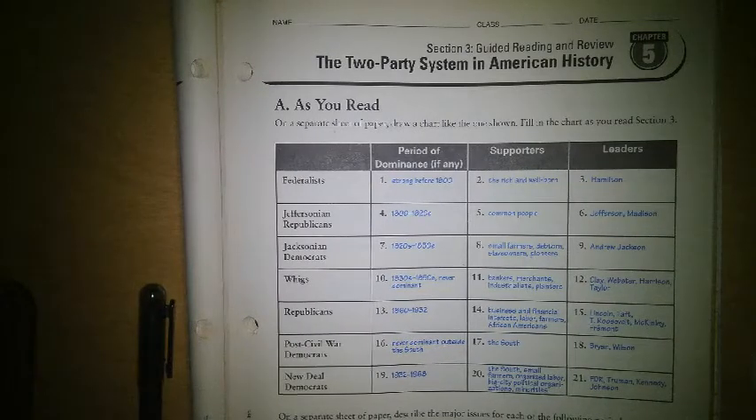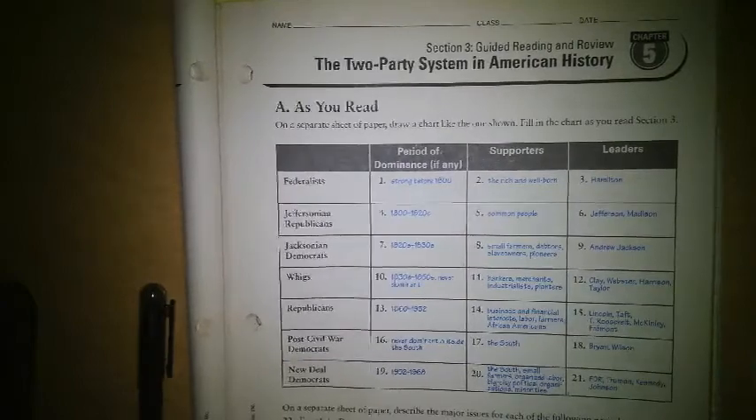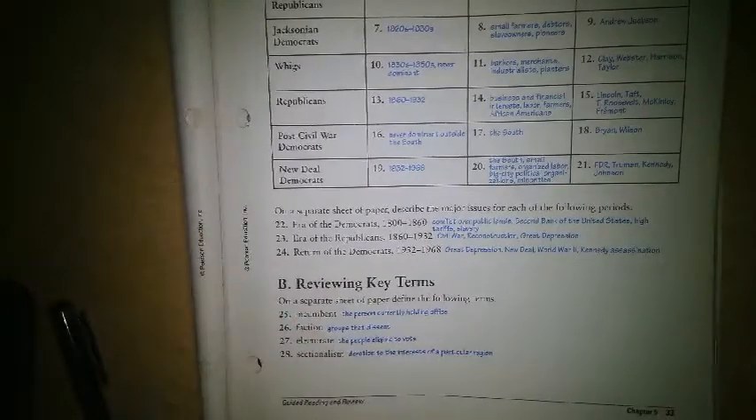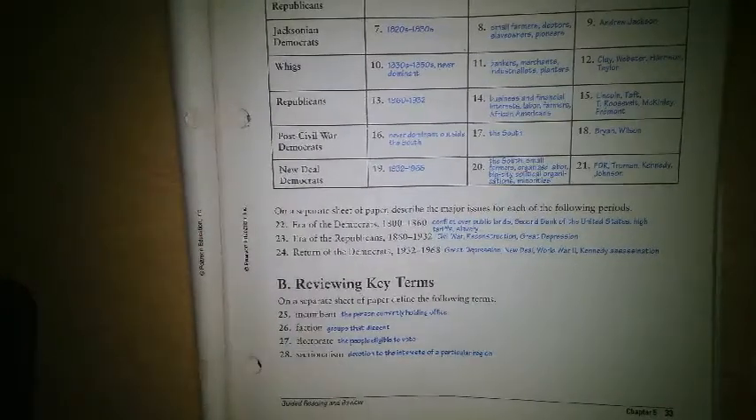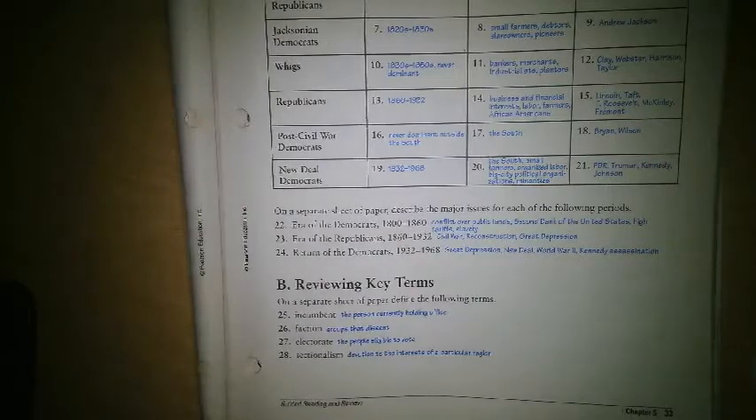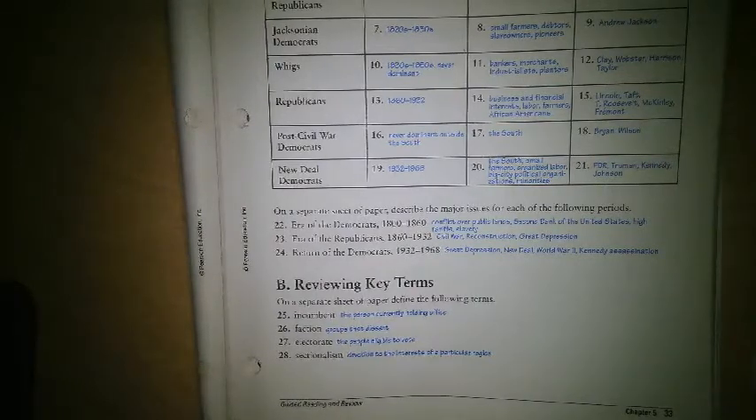Now, I want you to drop down to number 22 on your paper before we fill out any more of this chart. Okay? You guys see where it says the era of Democrats from 1800 to 1860? Y'all see that? It's asking us to describe the major issues for each of the following periods. So basically, it's giving us a time period for when these people were in office. Y'all got me? And it's wanting the issues that they had to overcome that basically forced them out.